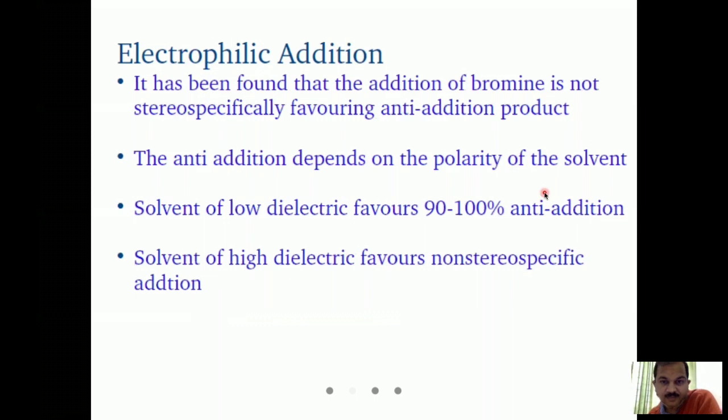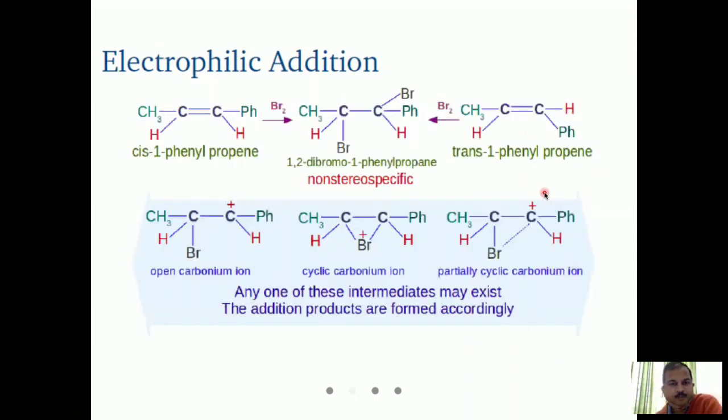Now this is another example where we can see how bromine will react here. Again bromine is there, so it is forming a non-stereospecific product. Whether you use cis or trans, you are getting the same product. How? Because of the intermediate formation, whichever side you go from, you will get the same, so the product will be a similar product.